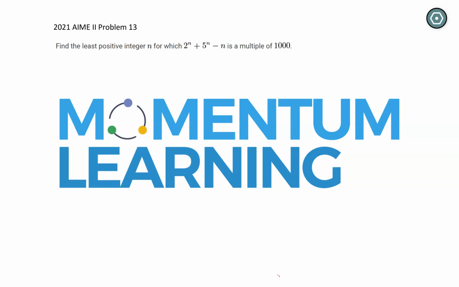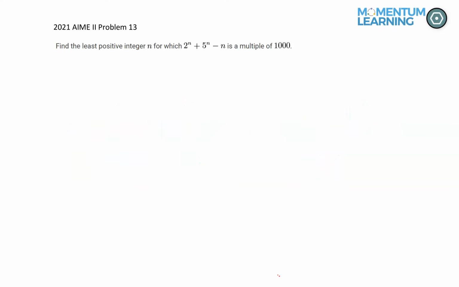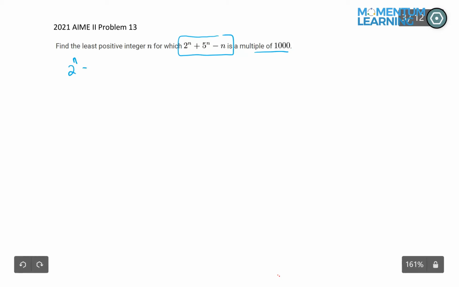Hello everybody, this is 2021 AIME II problem number 13, and here's a view of this number theory problem. We would like to have this expression divisible by 1000. In the language of modular arithmetic, that's equivalent to saying that 2^n + 5^n - n is congruent to 0, or I can simply move the n to the right hand side. So that is congruent to n modulo 1000.